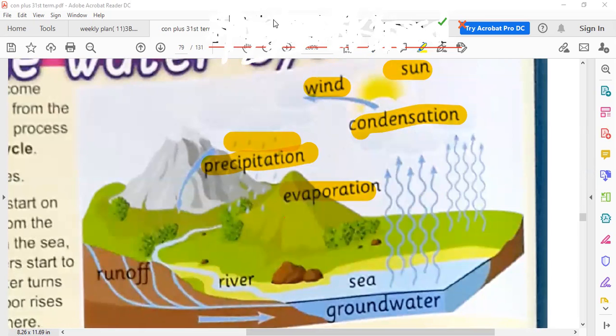If you can tell me what the water cycle is, raise your hand. If you want to say what the meaning of water cycle is and how it happens on Earth, raise your hand. Okay, let's start. The first thing is what?